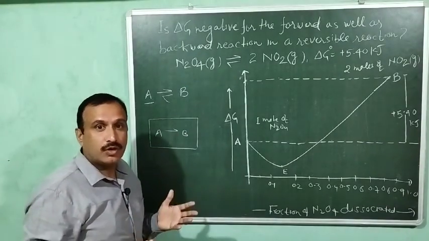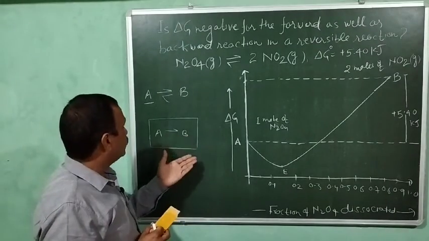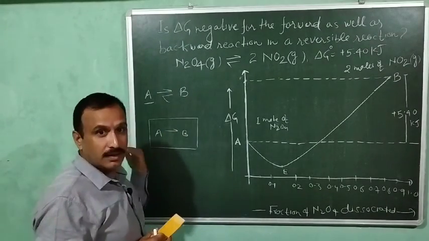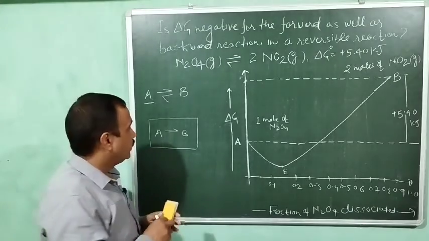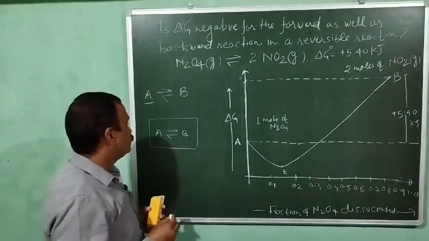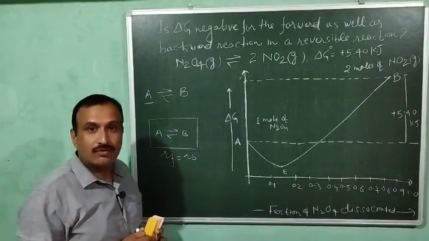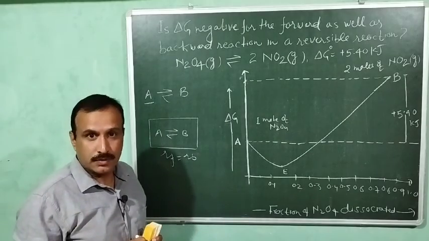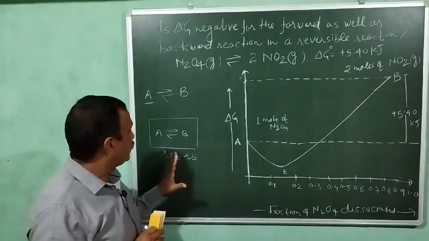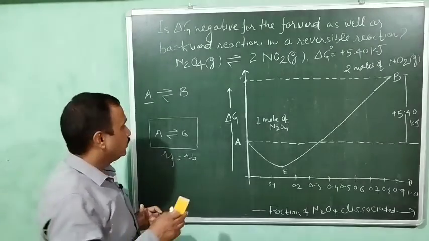After some time, as the concentration of B increases, B will react to give back the reactant, that is A. So the backward reaction will also commence. Soon the rate of the forward reaction will become equal to the rate of the backward reaction and we will have equilibrium. So in this way we have attained the chemical equilibrium from the reactant side.